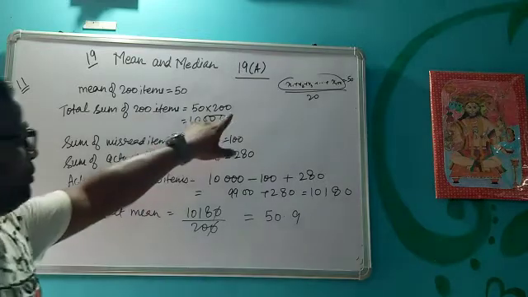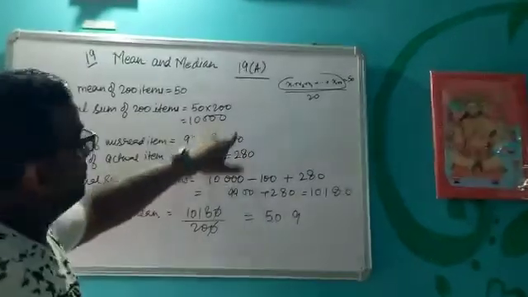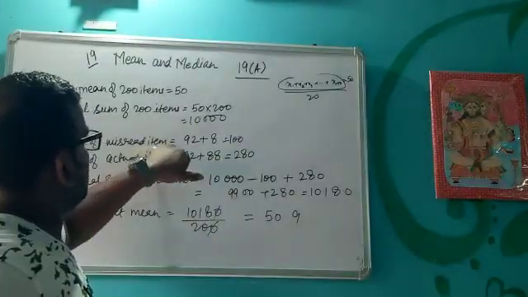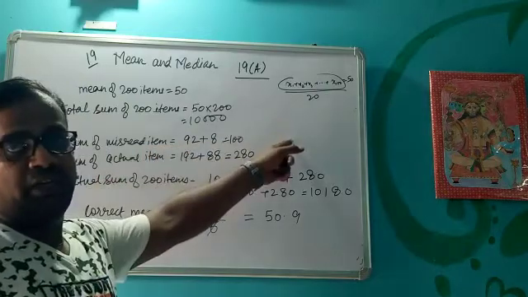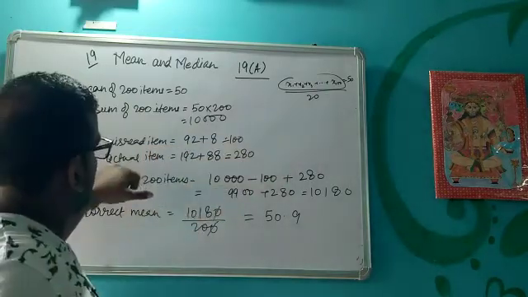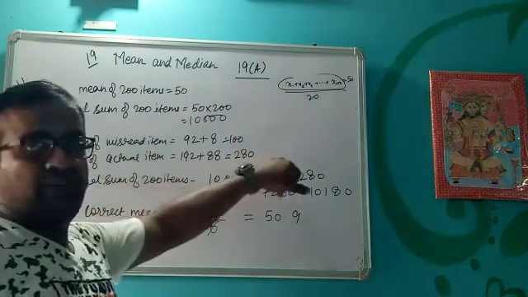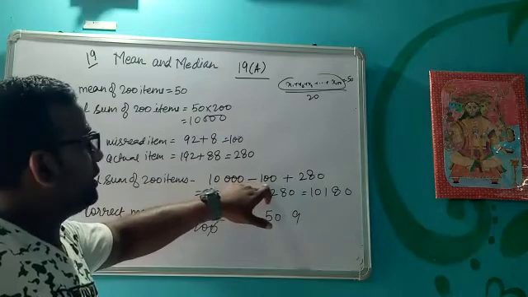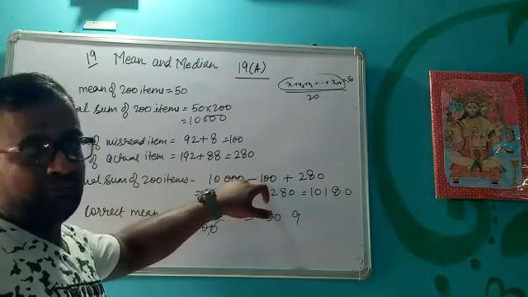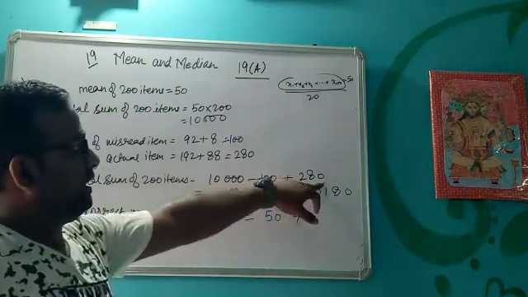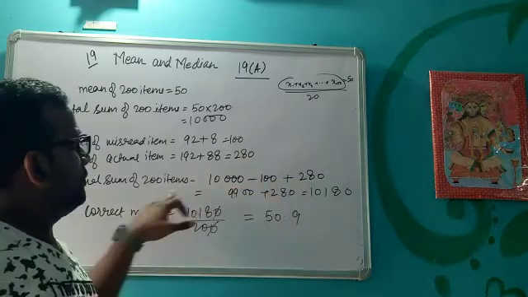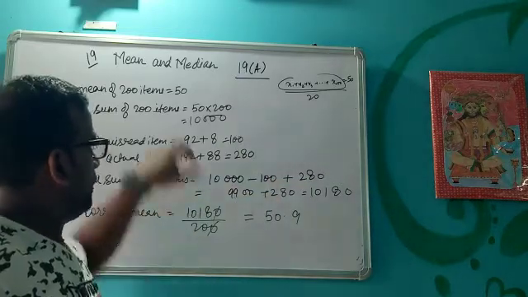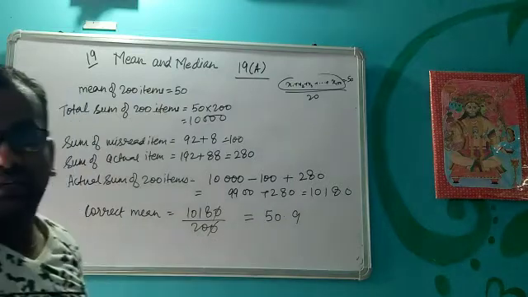So in this type of question, first you will calculate the total value, then you will calculate the sum of the values which are incorrect, then the sum of the correct values, then deduct the incorrect value. When you deduct, you will be left with 198 items, then we will add the correct value. Then you divide by the total number of observations, and you will get the correct mean.